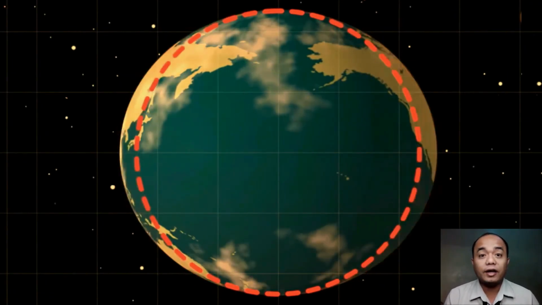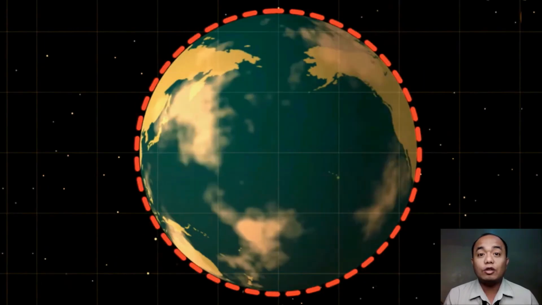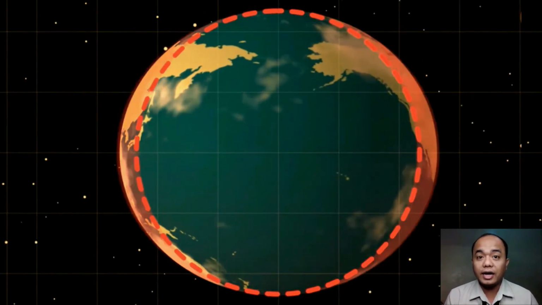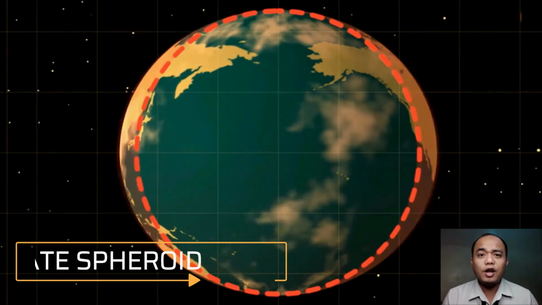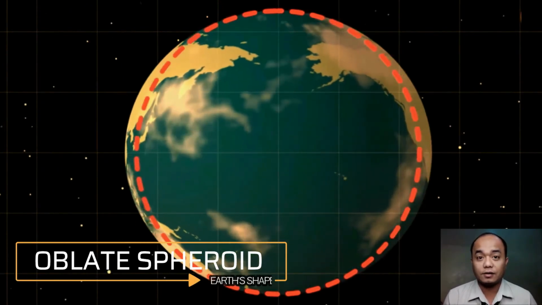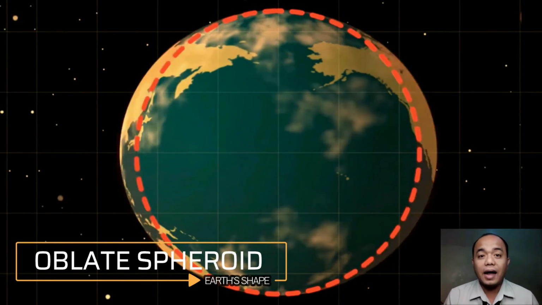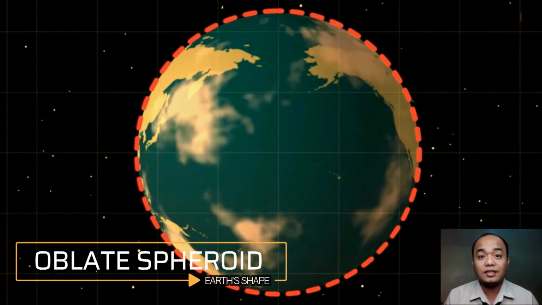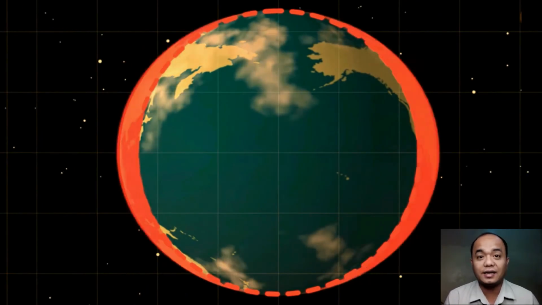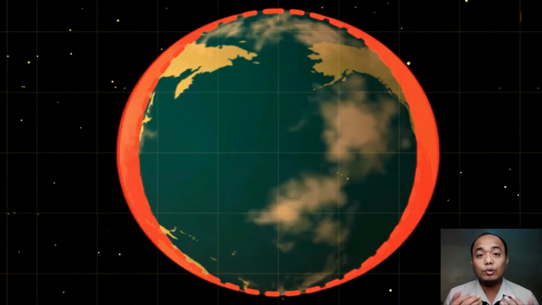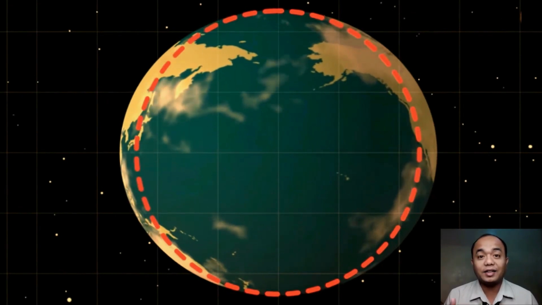Hindi kasi ito perfect na round shape o hindi ito perfect na sphere, kundi ang shape ng Earth ay oblate spheroid. Ano ba yung ibig sabihin ng oblate spheroid? Ang gitna kasing bahagi ng Earth, class, ay medyo mataba. Just like you see here on the screen. Ito yung tunay na shape ng planet Earth.